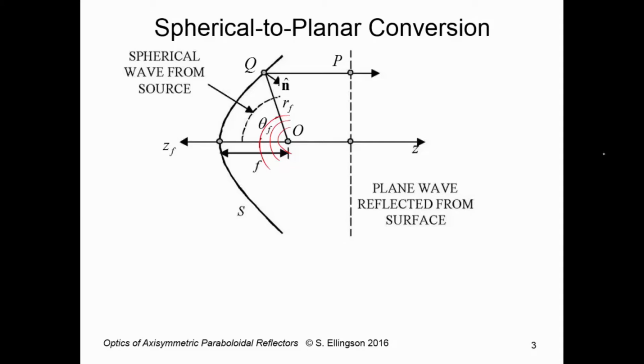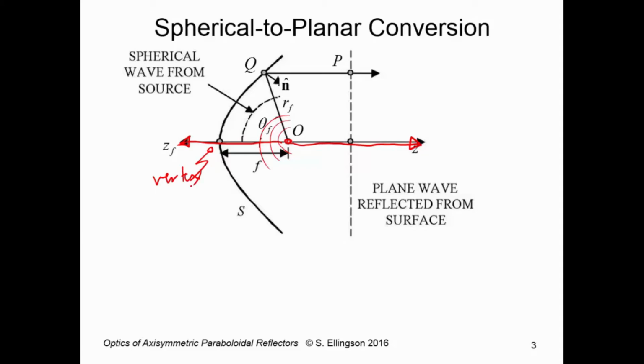So to define the geometry here, we need a coordinate system. The origin is located here. The z-axis goes this way in the direction that we would like the transmitted wave to go. Then it's convenient to define a second coordinate system, the sub-f coordinate system. So in the sub-f coordinate system, it points this way in the direction opposite z. In other words, towards what we refer to as the vertex of the reflector.